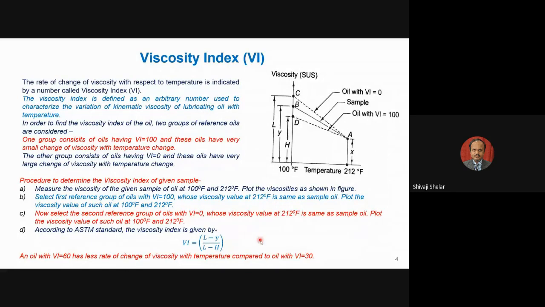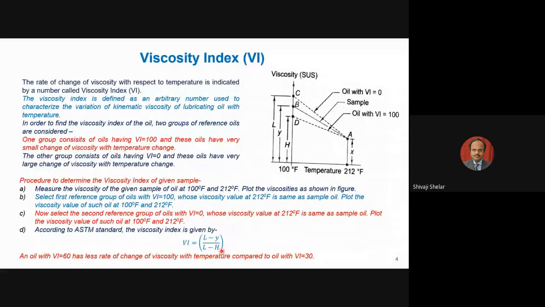So multiply by 100. It is multiplied by 100 here because it is in fraction. It has to be expressed in the range 0 to 100. So once you multiply by 100, 0.6 multiplied by 100 will come as 60. Means the viscosity index of the given sample is 60.